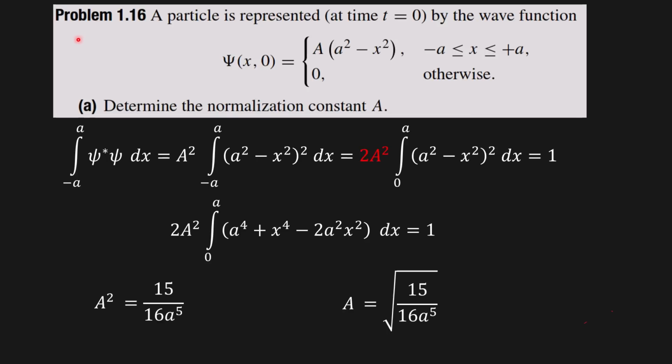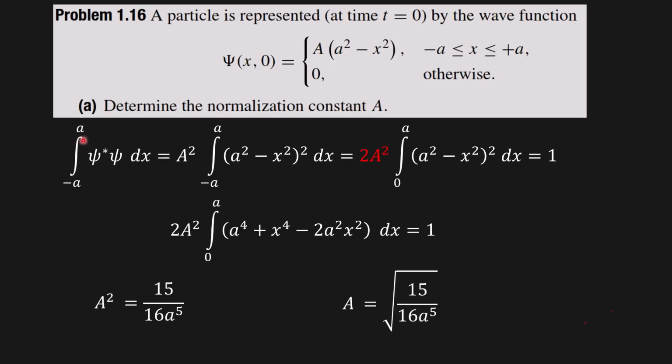Now we will move on to problem 1.16. The problem 1.16 is: a particle is represented at time t equal to 0 by the wave function ψ(x,0) equal to A multiplied by (a squared minus x squared) between the limits minus a to plus a, and it is equal to 0 otherwise. This problem consists of 8 parts. We will solve one by one. First take section A, determine the normalization constant.